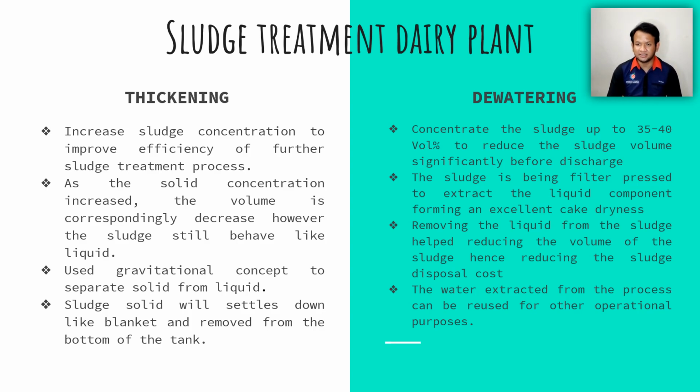The dewatering process concentrates the sludge up to 35 to 40 volume percent to reduce the sludge volume significantly before discharge. The sludge is filtered and pressed to extract the liquid, forming an excellent cake dryness. Removing the liquid from the sludge helps reduce the volume of the sludge, hence reducing the sludge disposal cost. The water extracted from the process can be reused for other operational needs.